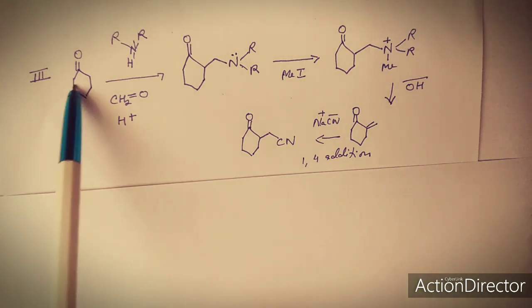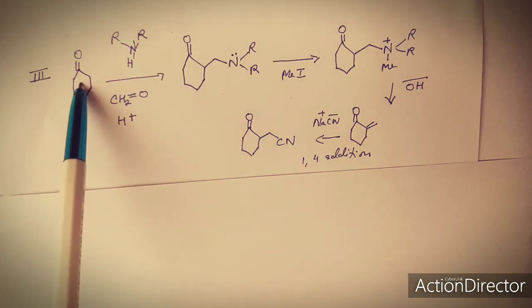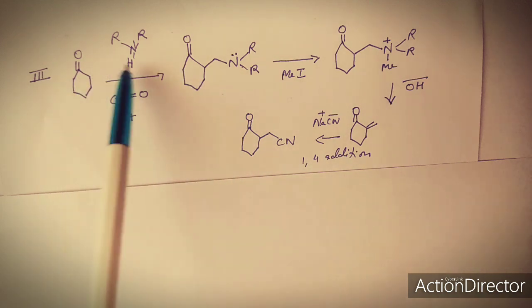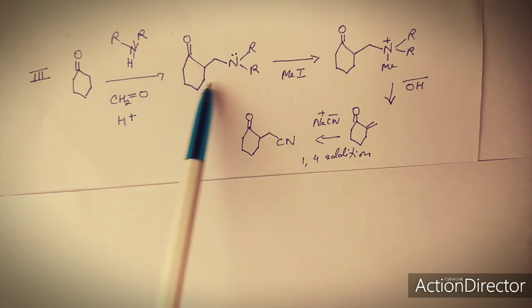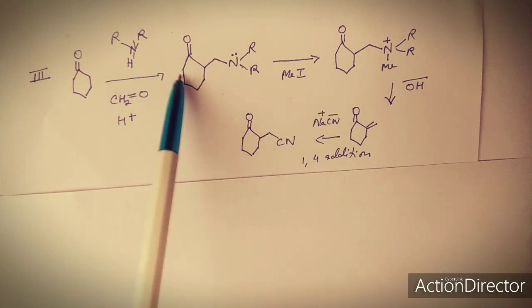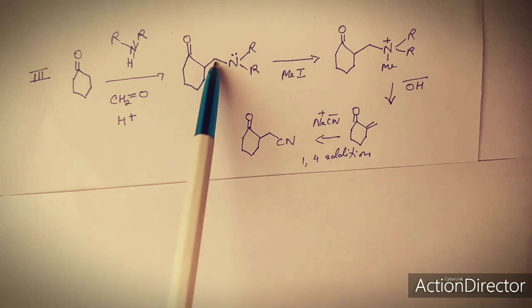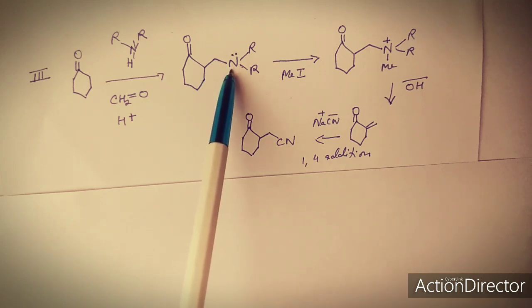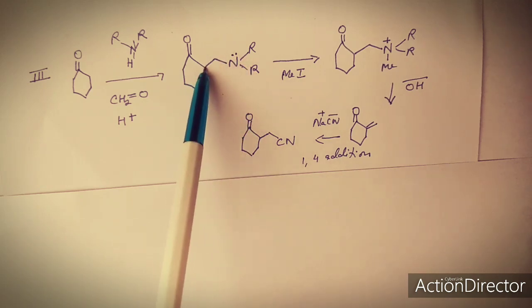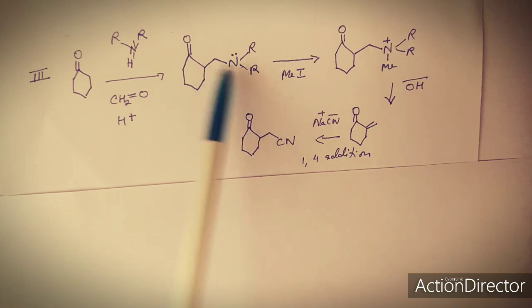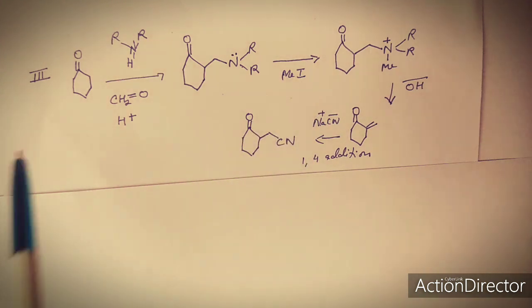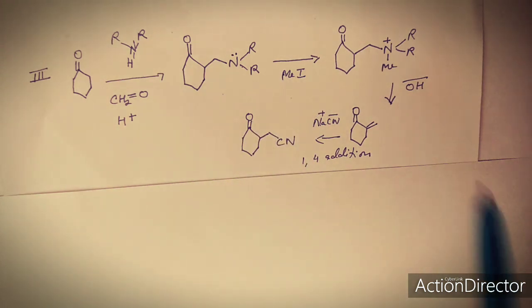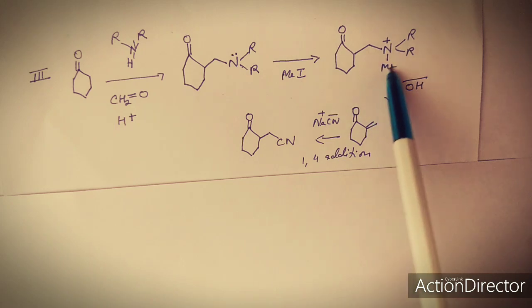So see, this was what we started off with: the carbonyl, formaldehyde, and this secondary amine. So again, condensed to give us, by Mannich reaction, this CH2NR2. So a beta amino carbonyl was formed. Now on alkylation, as we did earlier, we'll get a what? We'll get a quaternary ammonium salt.